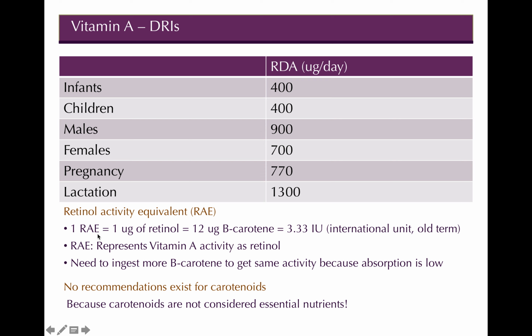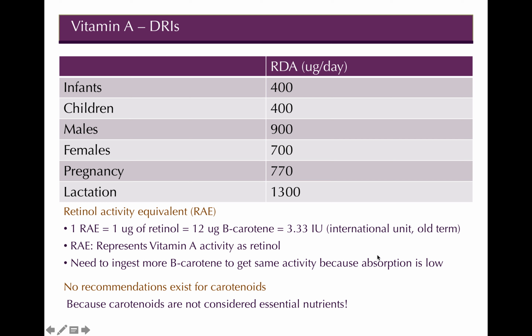So 1 RAE is 1 microgram of retinol, which is 12 micrograms of beta carotene. So this basically means that in order to get 1 functional microgram of retinol, you would need to take in 12 micrograms of beta carotene. So you need a lot of beta carotene to basically start doing the function of retinol.